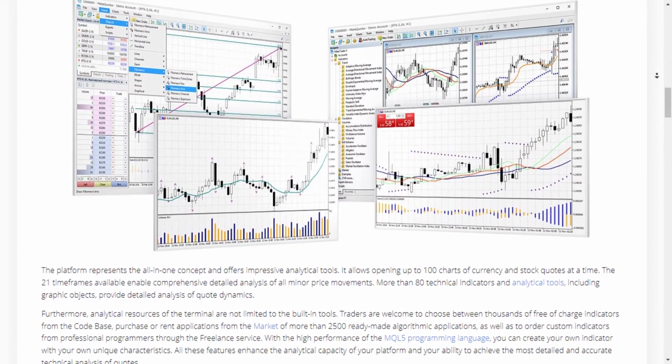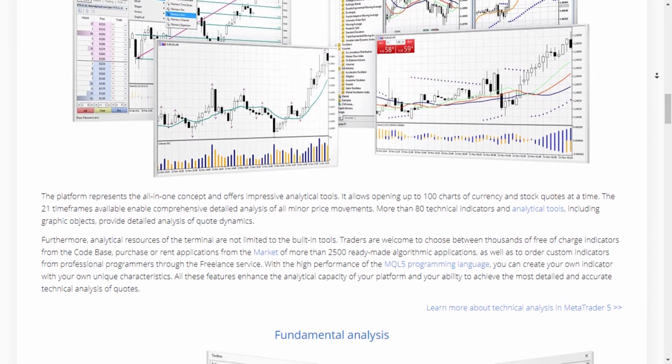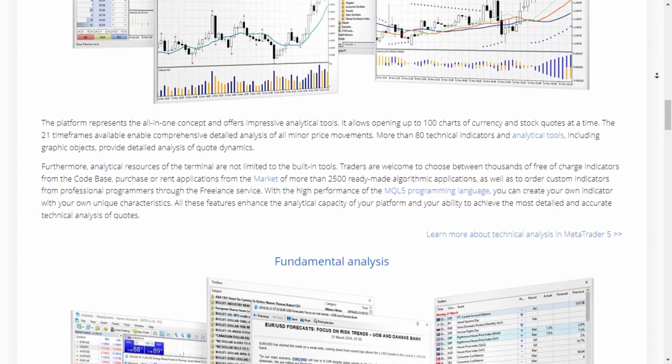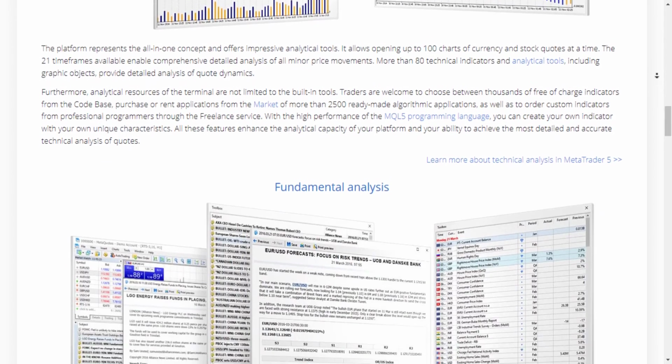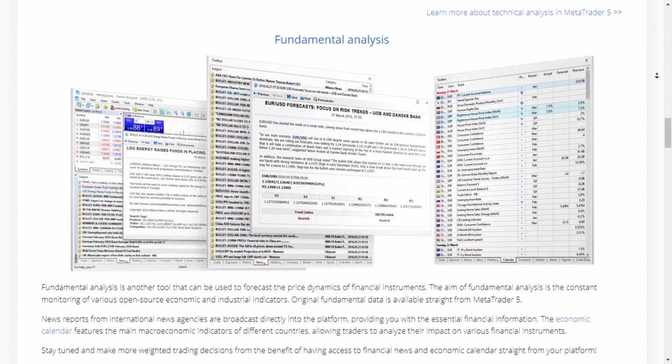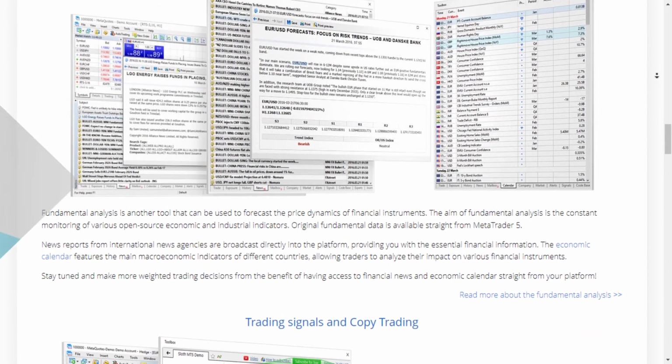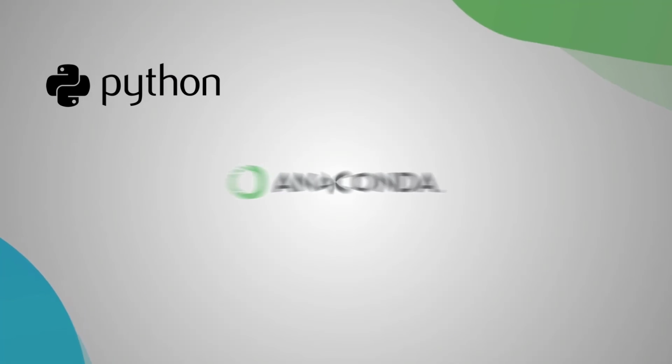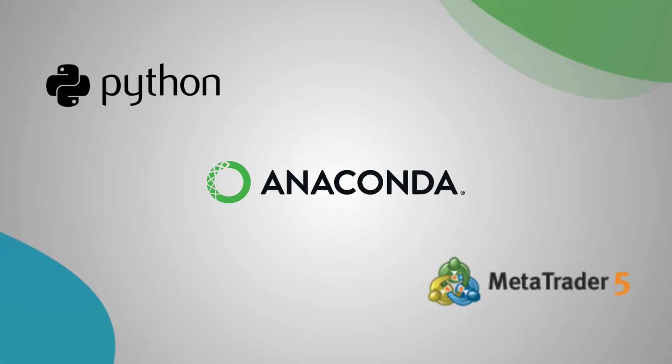Its built-in programming language, MQL5, allows traders to write custom indicators and trading robots, or expert advisors, using C-like syntax. So there we have Python, Anaconda, and MetaTrader 5, the three essential software tools we need to get started with algo trading.